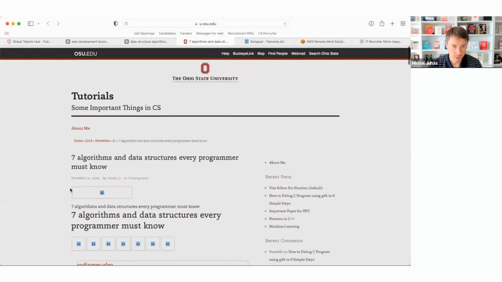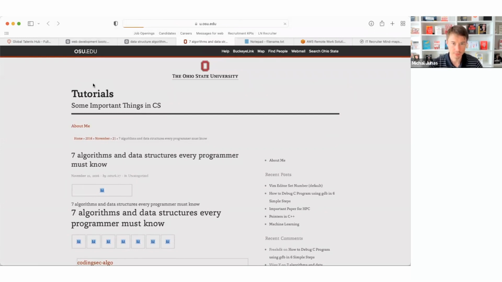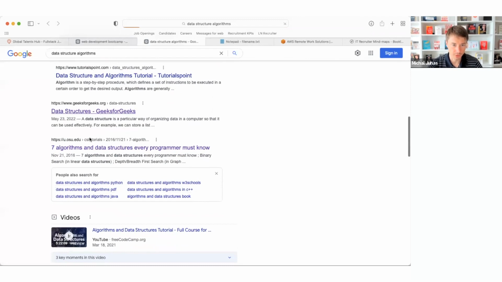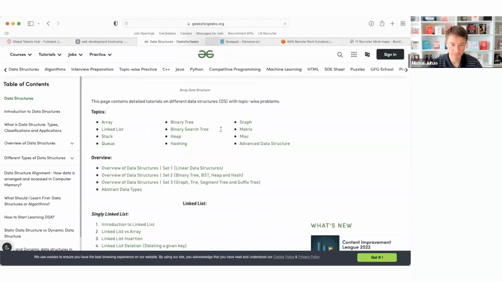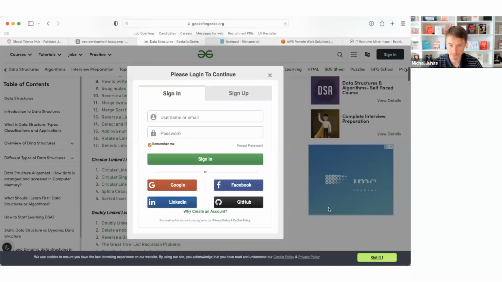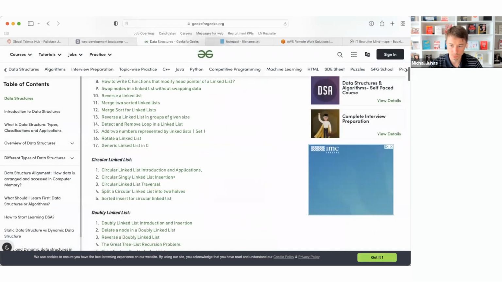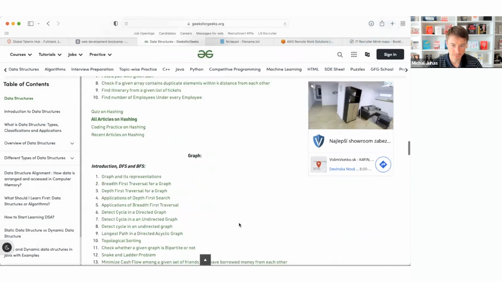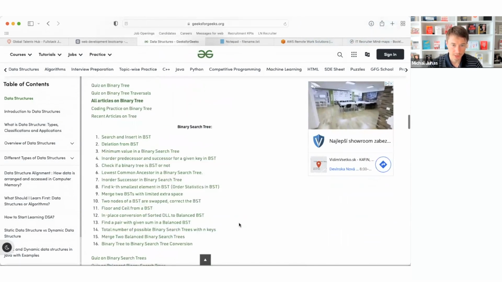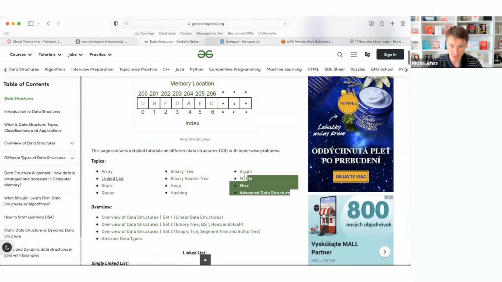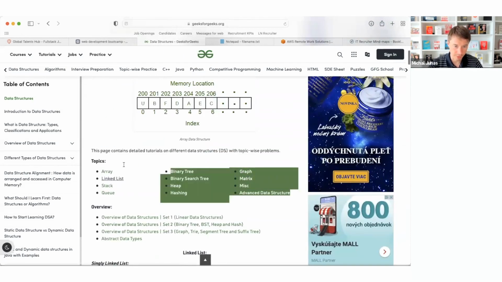Well, this doesn't look very appealing. Something doesn't work on that page. GeeksforGeeks, data structures. Okay, so here are some data structures listed. No, I don't want to log in. Oh my, that's a long page. Anyway, at least we see what the data structures are, like graph, binary tree, array.